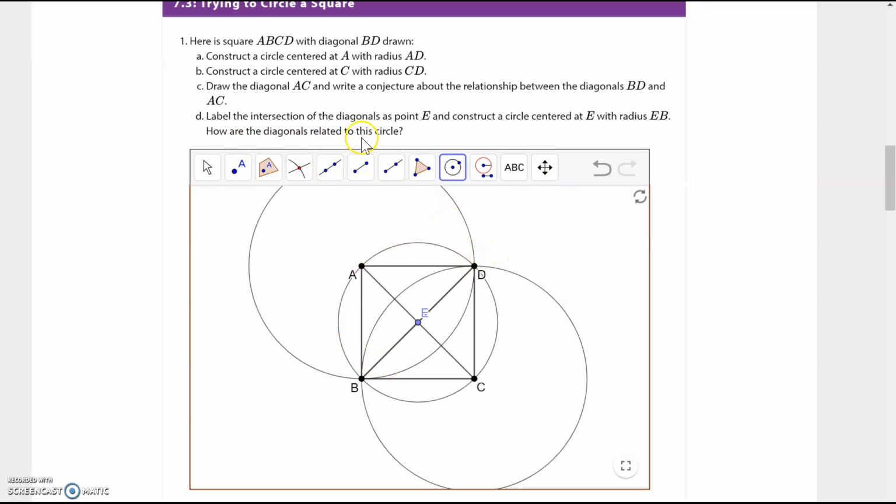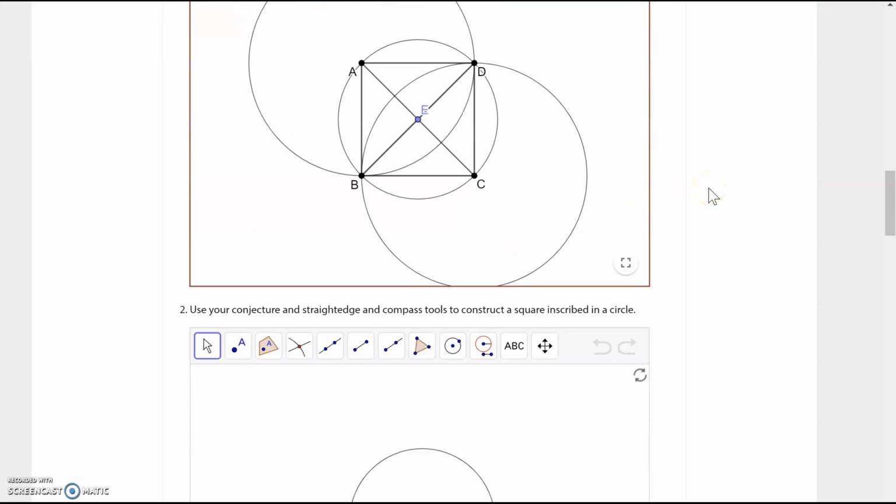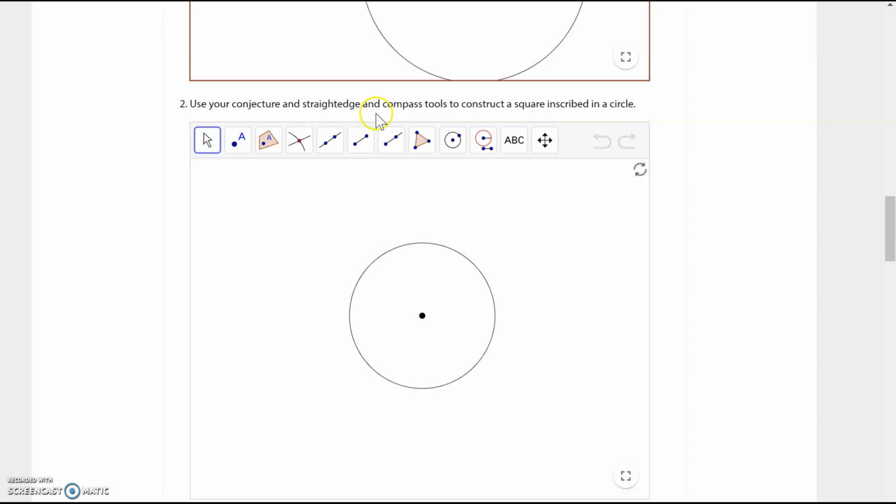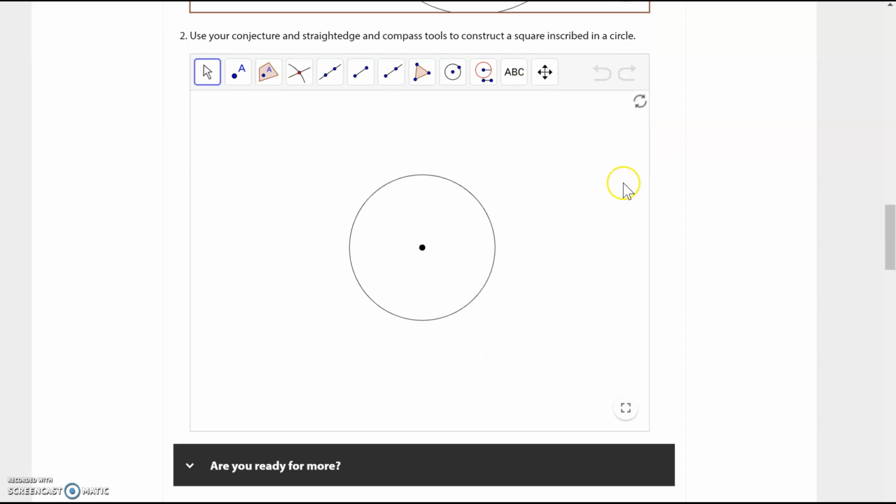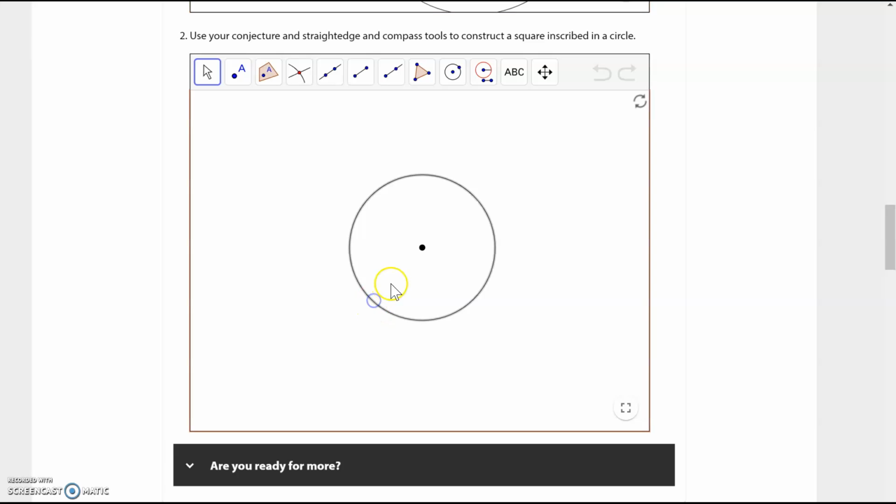How are the diagonals related to this circle? Well, it looks like the diagonals of this square are the diameters of the circle. So now we can come down here and use my conjecture, straightedge and compass to construct a square inscribed in a circle. Well, we said that the diagonals were the diameters of the circle, and they were perpendicular bisectors of one another.